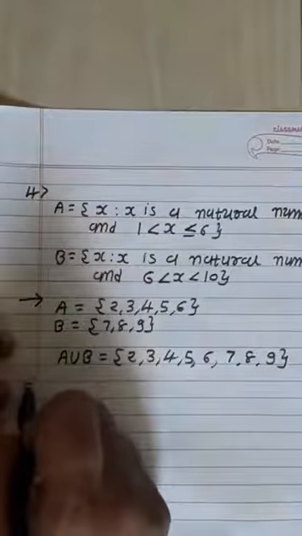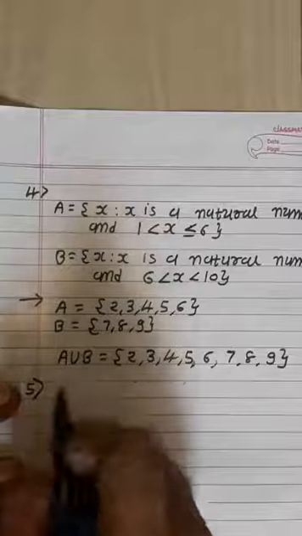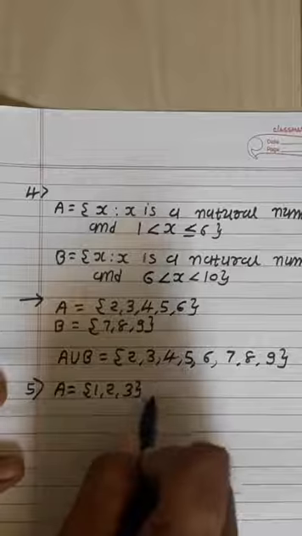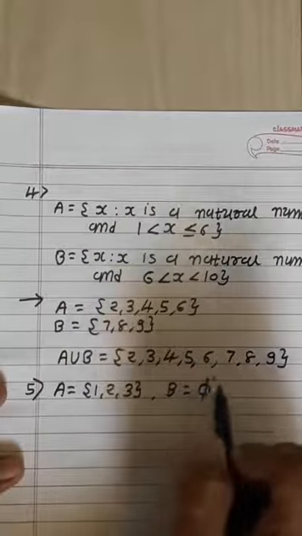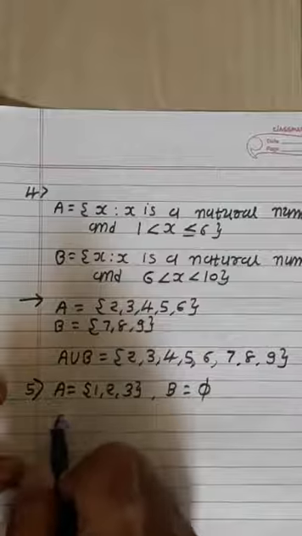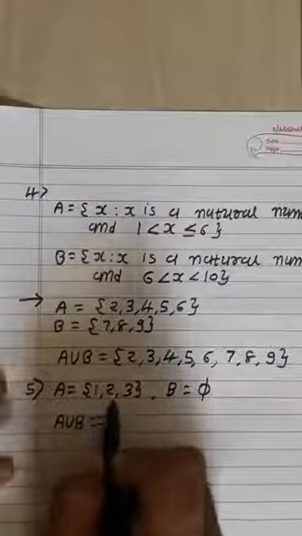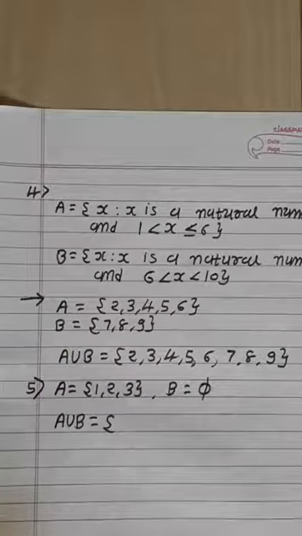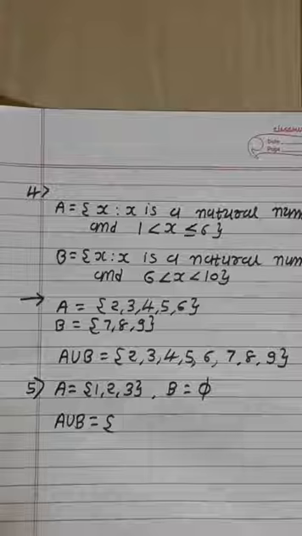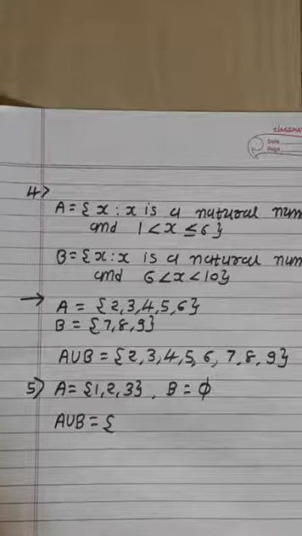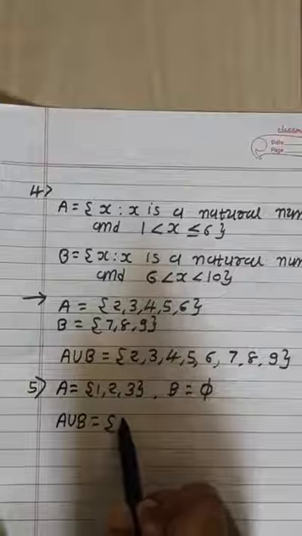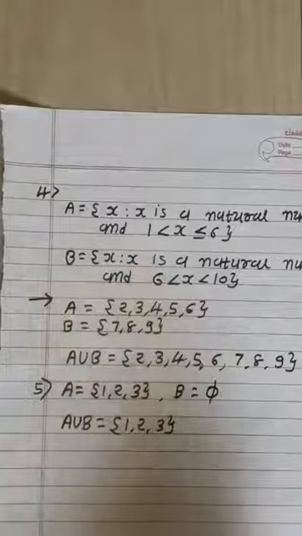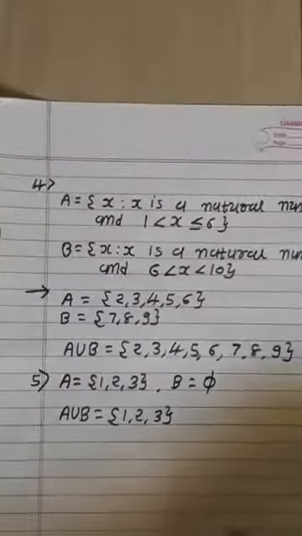Next question, A is equal to set of 1, 2, 3 and B is equal to null set. Now find out A union B. In set A a total 3 elements are present, and in set B the null set, the empty set, is present. So A union B is equal to 1, 2, 3. Now let's discuss one more question.